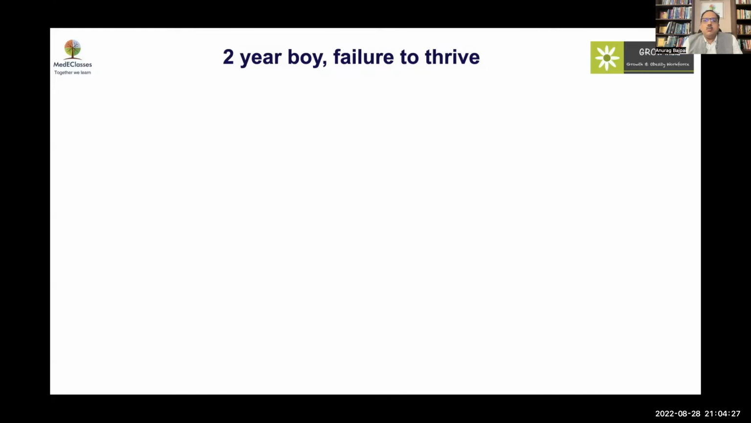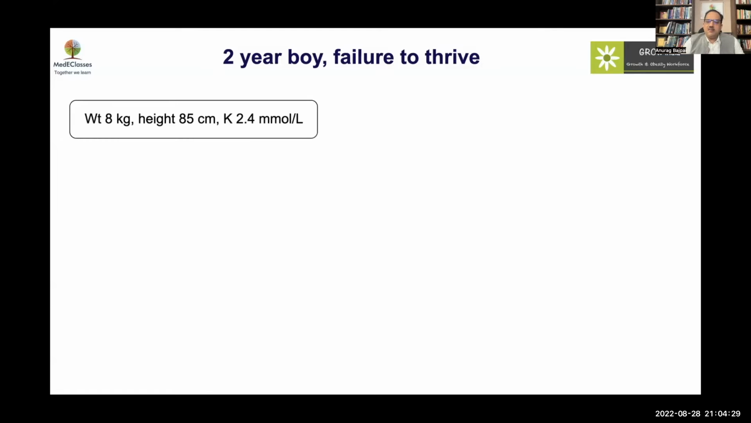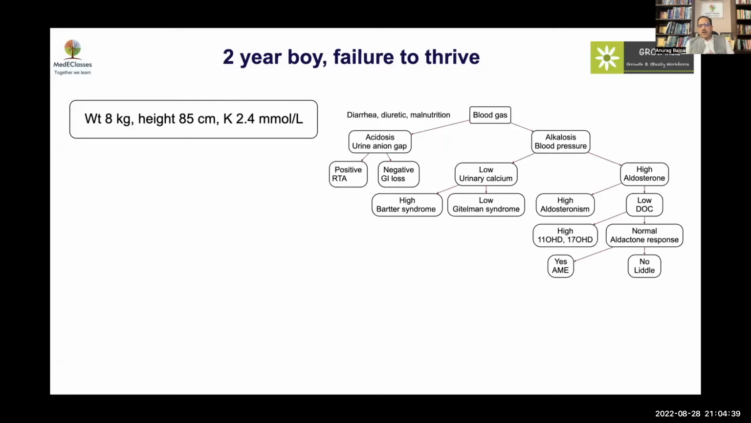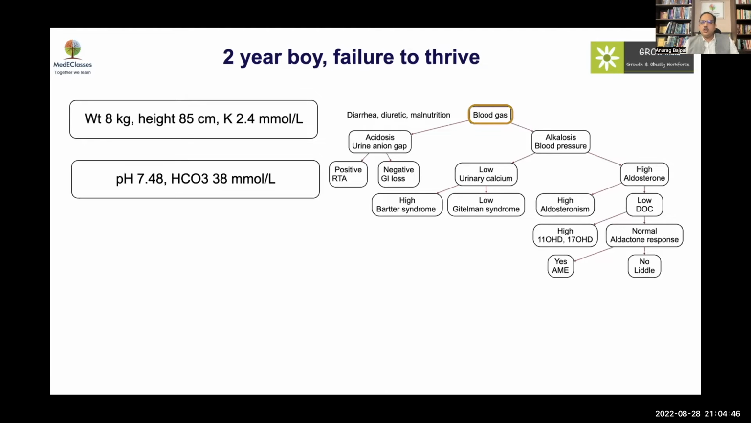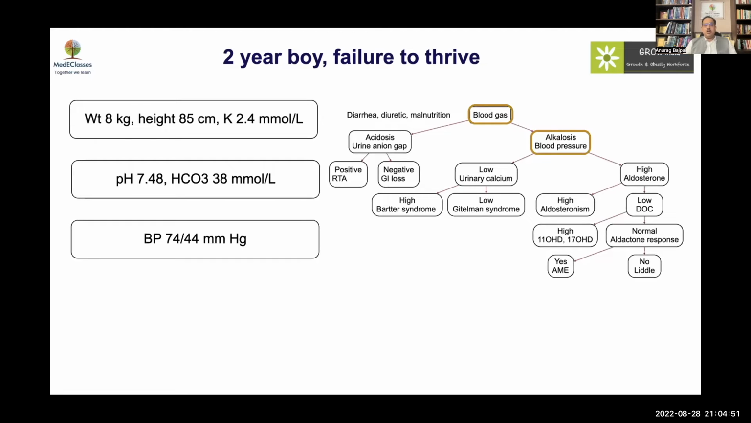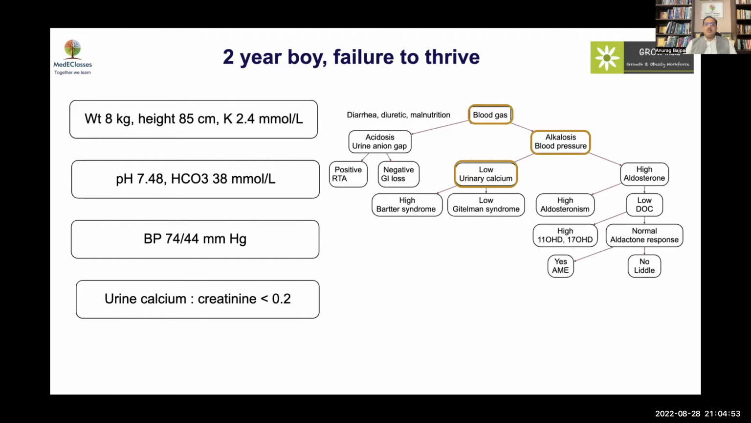So we had this 2-year-old boy who presented with failure to thrive, with a weight of only 8 kilograms and compromised height, with hypokalemia. Based upon the workup, and we'll discuss subsequently how blood gas becomes very important in evaluation, the patient had alkalosis, which was quite significant, and further workup showed a normal blood pressure. Along with that, a hypocalciuric situation and a low magnesium. So we had a child with hypomagnesemia, failure to thrive and hypocalciuria.